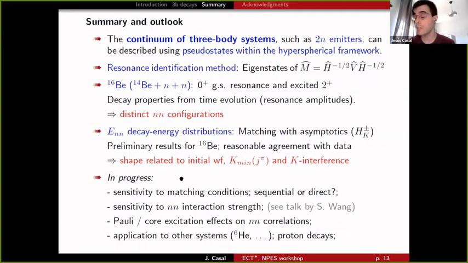All this work is, I must say, preliminary. So we are now exploring different effects, different things. In particular, I would like to see what is the effect of the strength of the neutron-neutron interaction, and also, more importantly, the effect of Pauli and core excitation effects in the final decay distributions, because I think this perhaps would give us more information to understand the full picture.